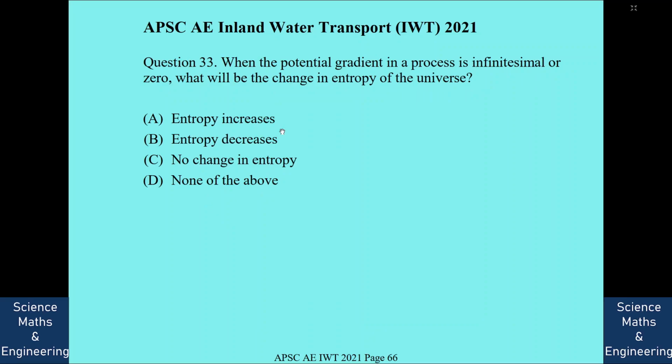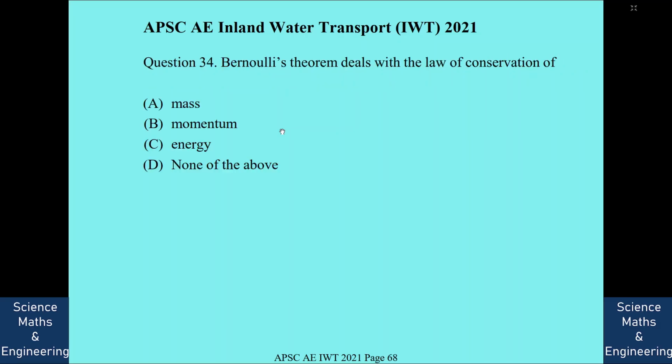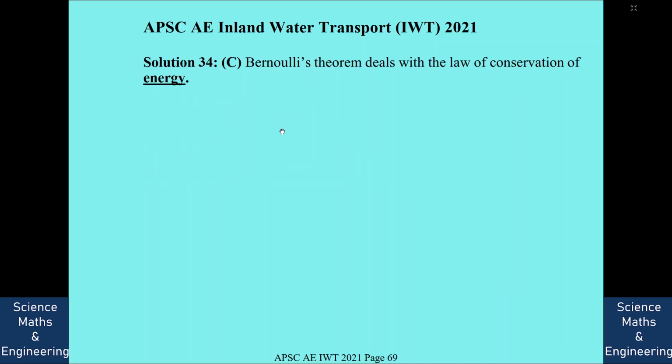Okay, so next question. When the potential gradient in a process is infinitesimal or zero, what will be the change in entropy of the universe? So the answer is, when the potential gradient in a process is infinitesimal or zero, then there is no change in entropy of the universe. Next question. Bernoulli's theorem deals with the law of conservation of A, mass, B, momentum, C, energy, or D, none of the above. So the answer is, Bernoulli's theorem deals with the law of conservation of energy.